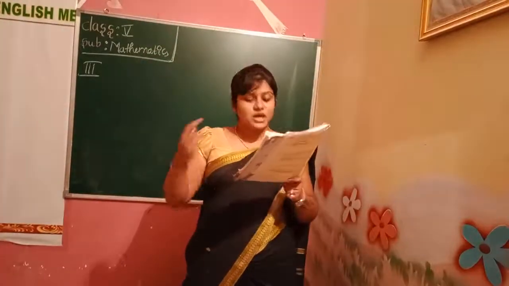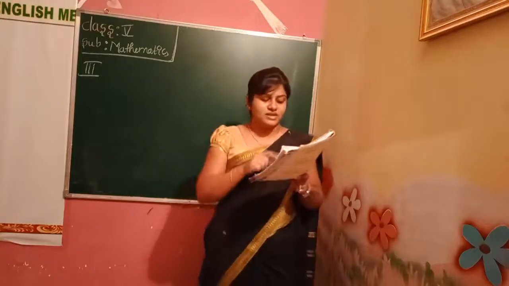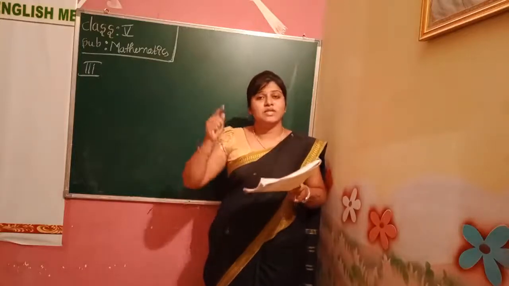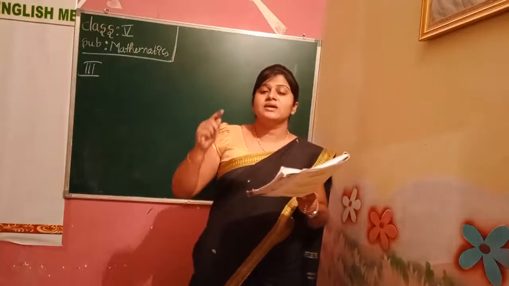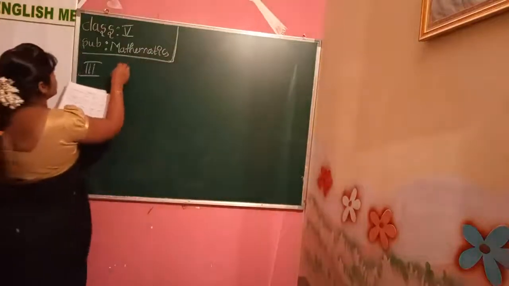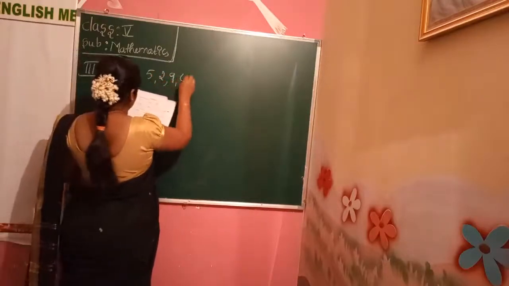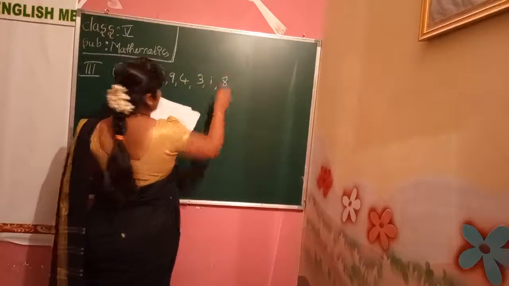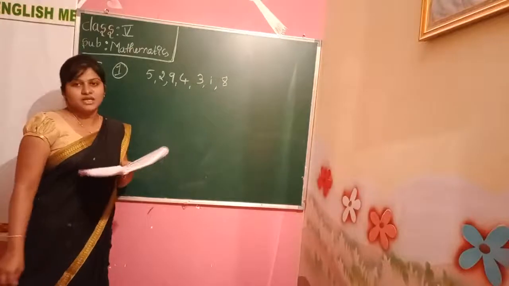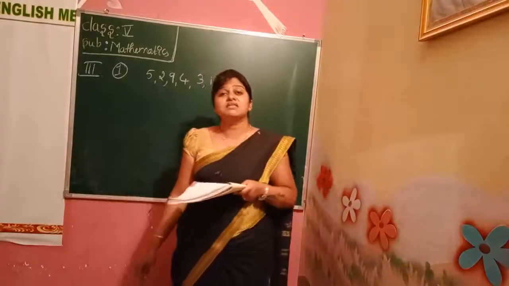The numbers have to be only once. The numbers will not repeat. For example, a number should not repeat twice. That type of greatest number we have to form. Okay, the first example is 5 2 9 4 3 1 8. They gave 7 different numbers. Using these numbers we have to form the greatest number.